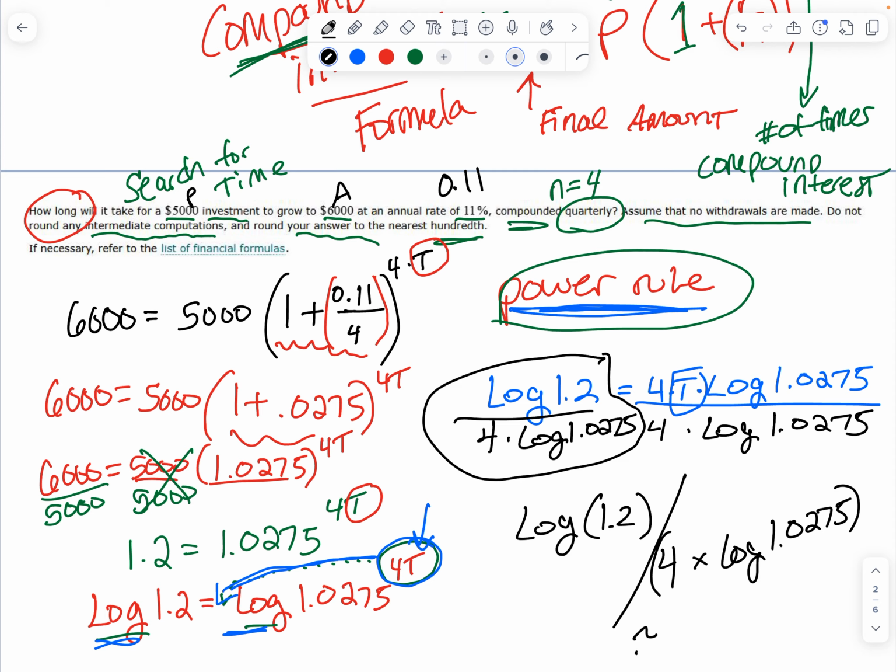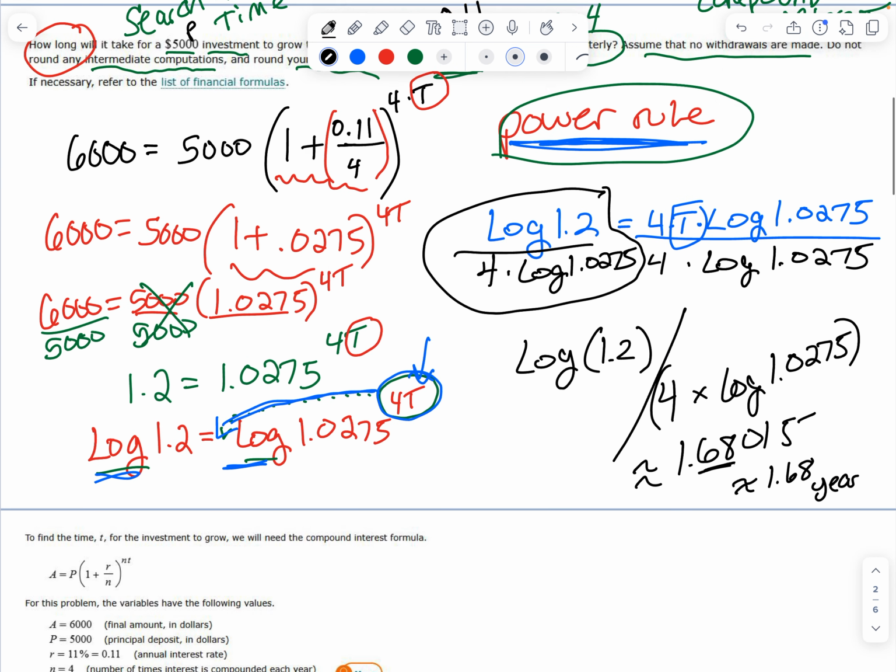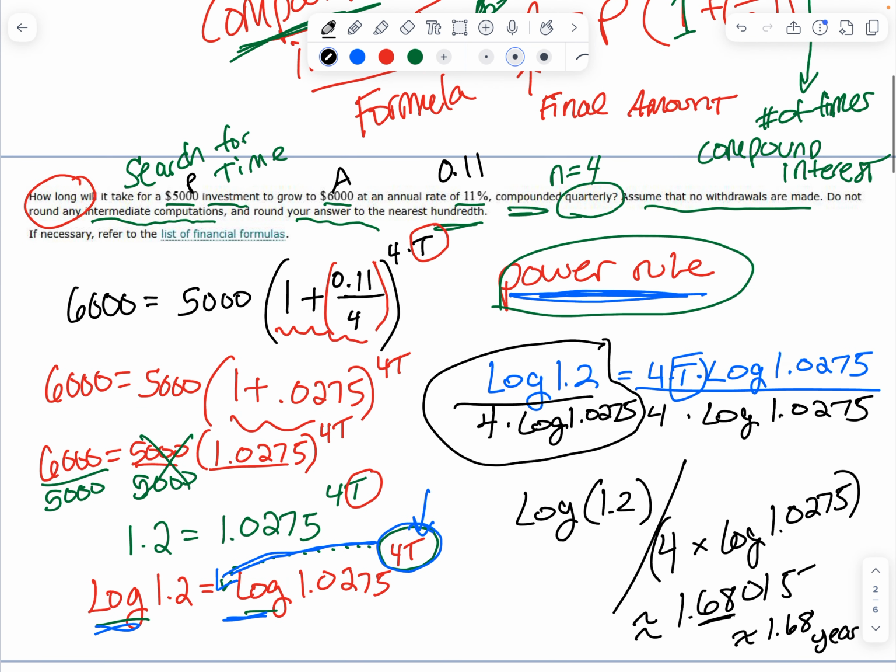So I'm going to get approximately 1.68015. It says come out 2 decimal places. So this is going to be 1.68 years. So basically what we're saying, let's see, oh, actually, yeah, that's right, 1.68. What we're saying here is that for your $5,000 to turn into $6,000, you're going to have to keep it in the bank for 1.68 years.